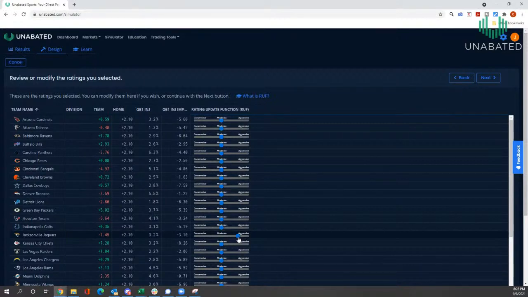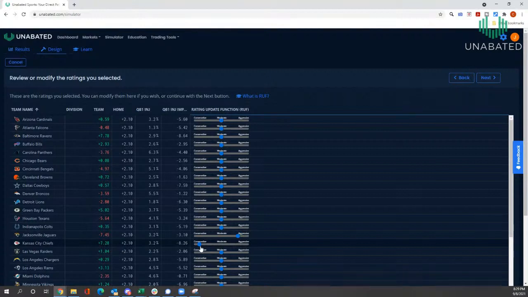Whereas if you think a team is, in the words of Denny Green, who we thought they were, and you're pretty confident, and across a bunch of game results, a team overperforming or underperforming your expectation isn't going to change your mind about that team very much, then you would make the rating update function more conservative. Yeah.